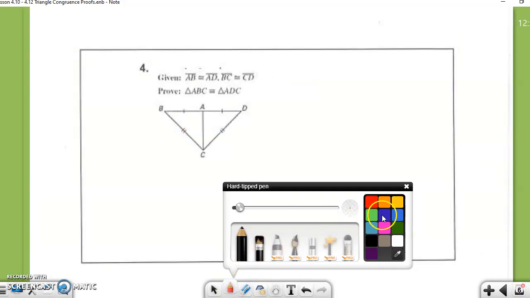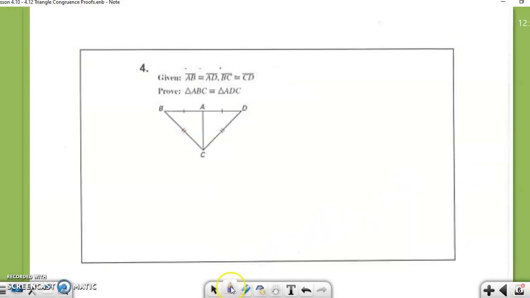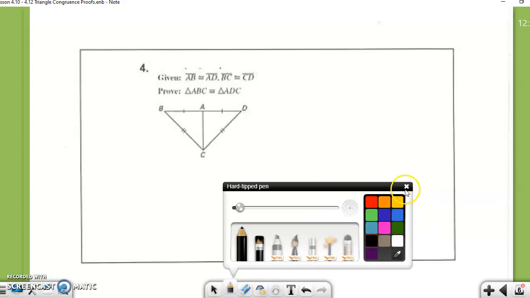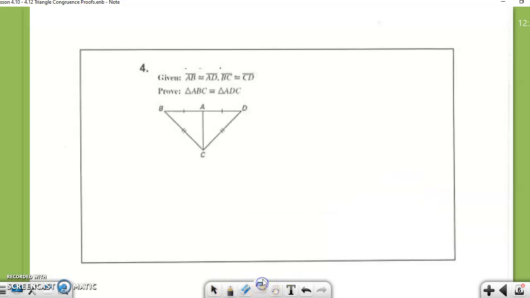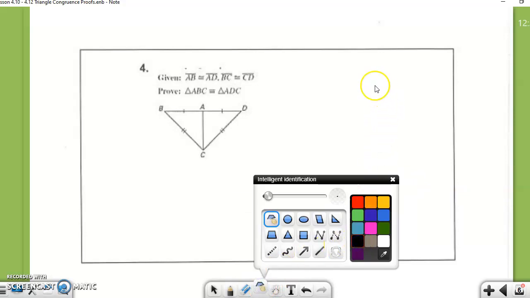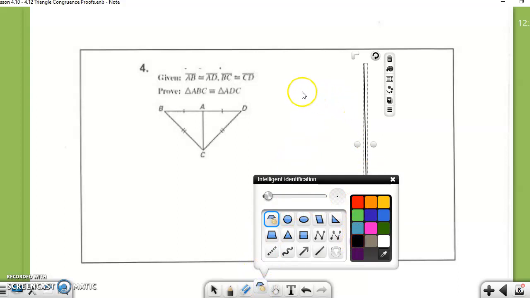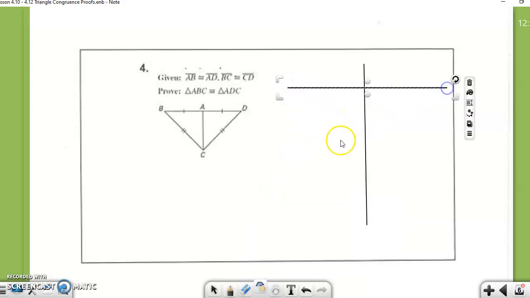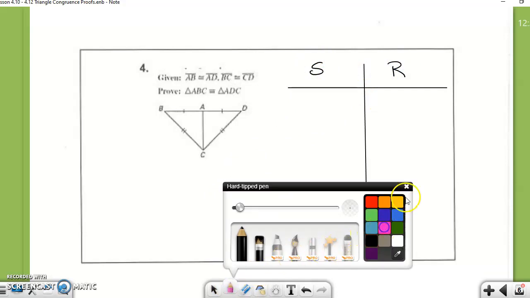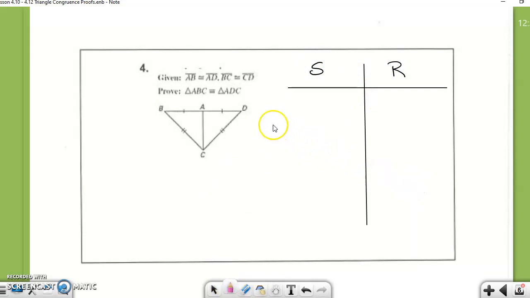Okay, here. Now I don't have my 2 columns set up, so I'm going to do that first. Okay, and I'm going to put my statements on one side and my reasons on the other. So let's start with our given information, kind of mark up our diagram, and let's know where we're going before we even start. I'm given that AB is congruent to AD. Okay, so I'll make that statement and make that it's given.